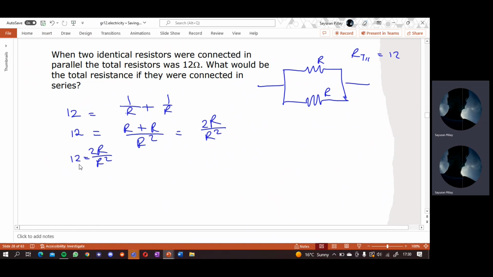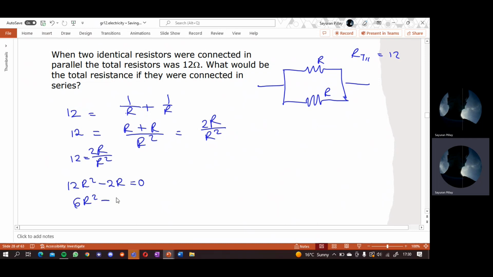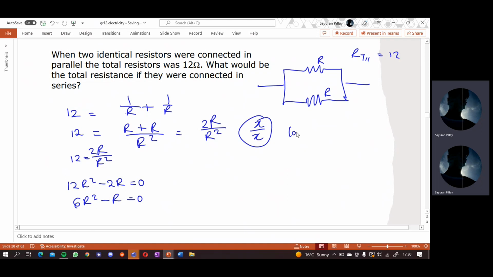Okay, what do you do? Move the R squared to the other side. So 12R squared minus 2R equals 0. Let's simplify. 6R squared minus R equals 0. And then now you factorize. When you get a division of unknowns, you are not allowed to cancel because you're not allowed to divide two unknowns. In maths, that's not allowed because it's called losing roots. So we don't do that. You factorize, don't cancel. Remember that. Even when you're doing maths, calculus, it's factorize, don't cancel. Okay, that's the golden rule.